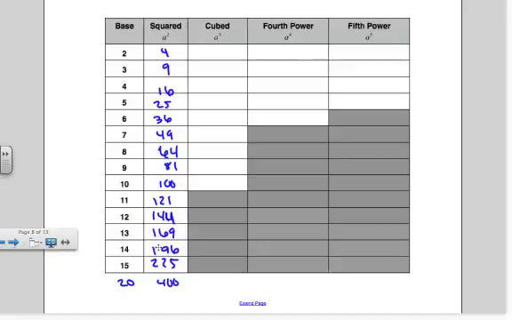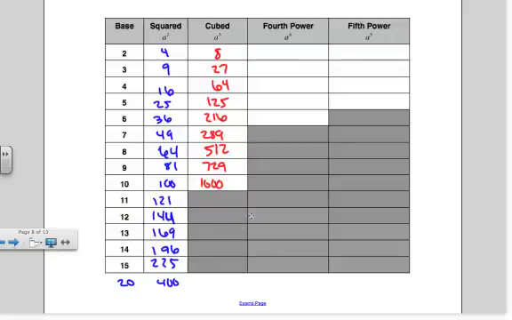Another set that you should know are the cubes through 10. So the cube of 2 is 8, then 27, 64, 125, 216, 343. Okay, 8 cubed is 512, 9 cubed is 729, and 10 cubed is 1,000.